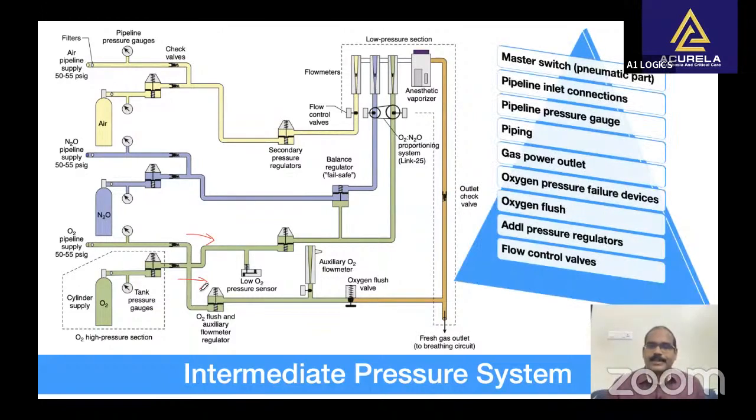The intermediate pressure system pneumatic components include the pneumatic part of the master switch, pipeline inlet connections, pipeline pressure indicators, the intermediate pipings, the gas power outlet, oxygen pressure failure devices, the oxygen flush, additional pressure regulators or secondary pressure regulators if so equipped, and the flow control valves.